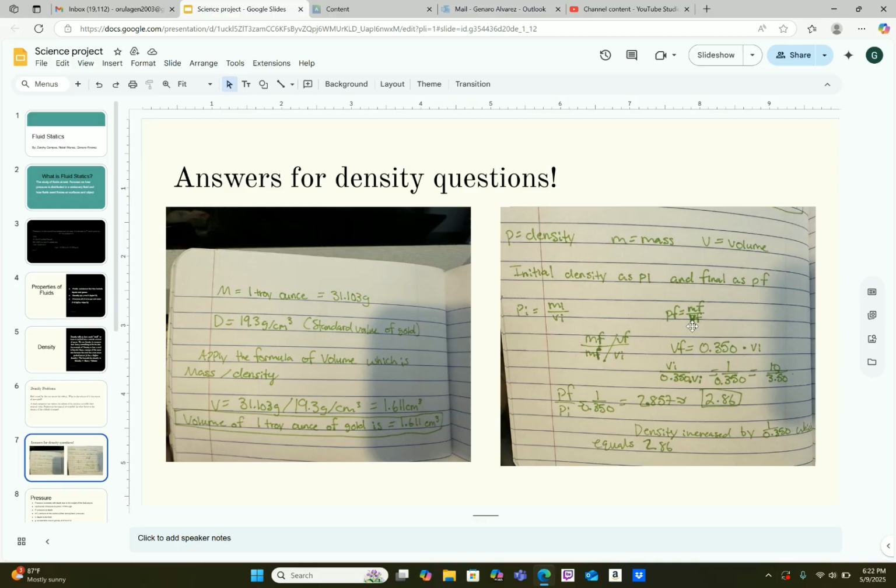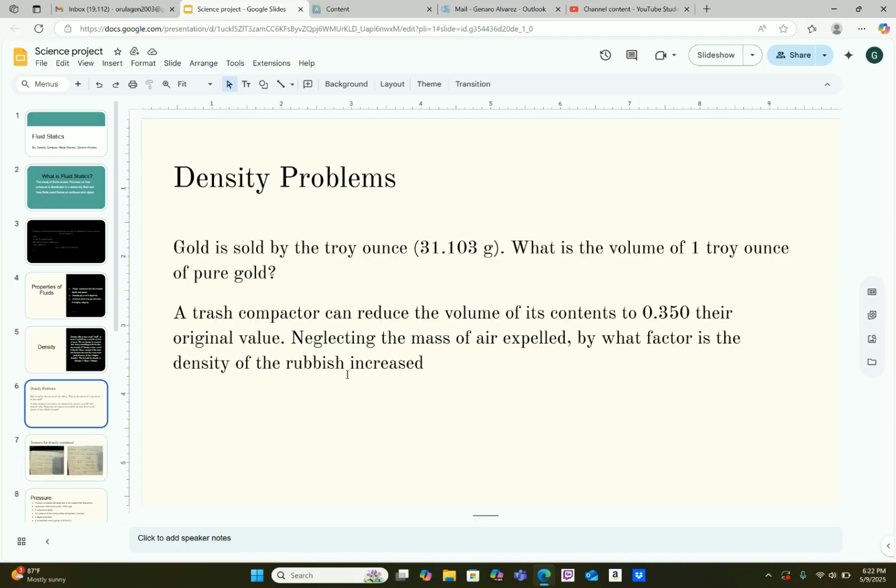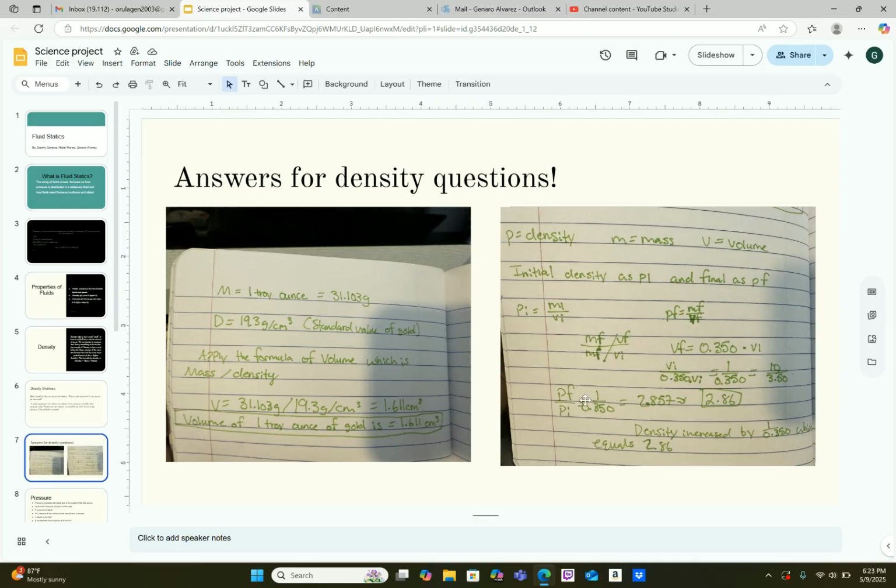So our given right here is our final volume, which is 0.350, and we're trying to find the initial volume, which is right here. That's why I wrote VF, which is final volume, equals 0.350 times VI, which is initial volume. We don't know our initial volume, so we put VI over 0.350 times VI equals 1 over 0.350.